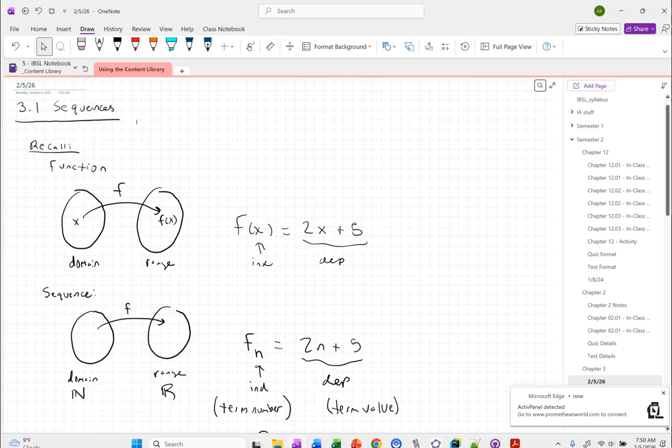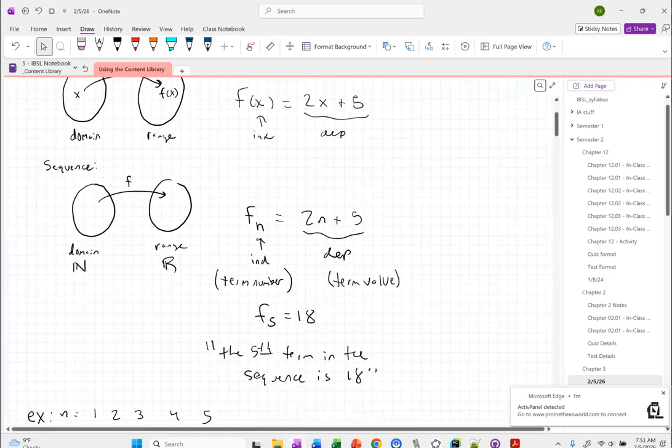So we're going to just start with a little bit of vocabulary. When we talk about a sequence, it's just a type of function. So remember, a function takes some inputs, some x's, and sends it to some output, some f of x. When we do function notation, our independent variable is like our x, so we write f of x equals some expression depending on x, like 2x plus 5.